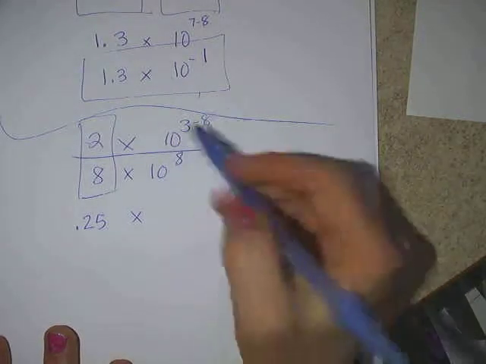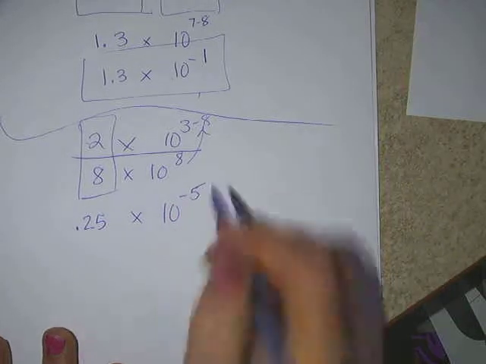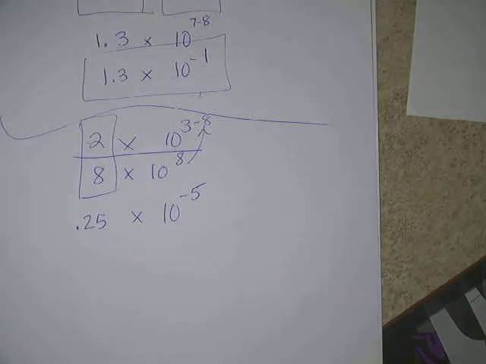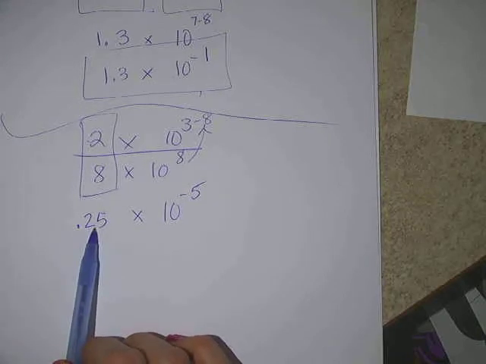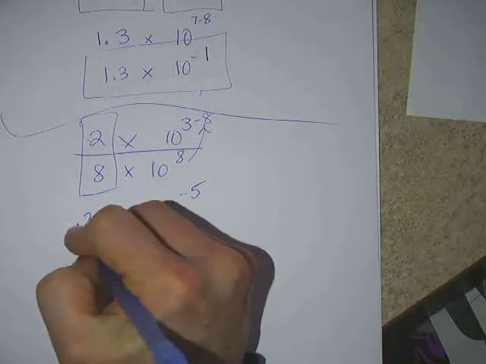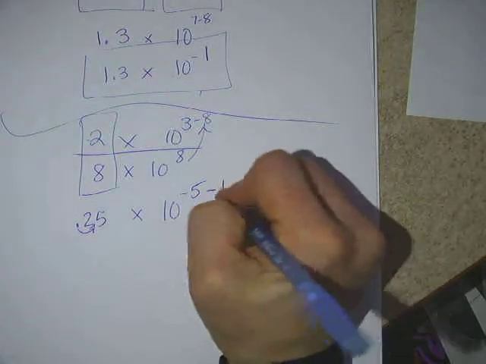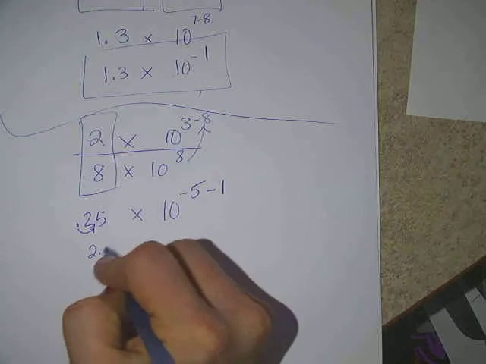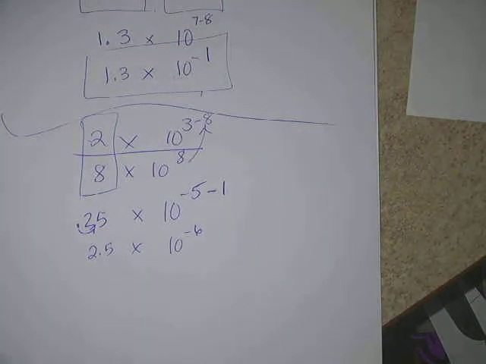Okay, so if I divide, what is 2 divided by 8? 4. No, not 8 divided by 2, 2 divided by 8. Oh, 0.25. I was looking at the decimal. Times, now it's 10 to the third, you're going to subtract 8. You can do it right there if you want. So that would be 10 to the negative 5, right?